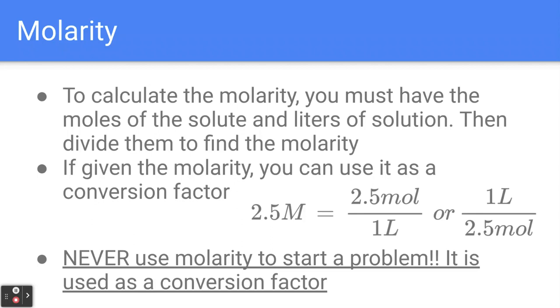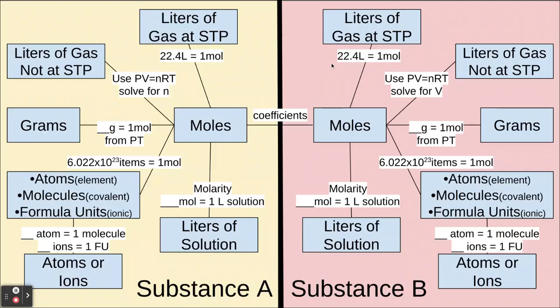If we were given a molarity, we can use it as a conversion factor. So if something says 2.5 big M or 2.5 molar or 2.5 molarity, something like that, you can use that in one of two ways. We can either use it as 2.5 moles per 1 liter, or we can use it as 1 liter over 2.5 moles. Now, you should never, ever use molarity to start a problem. Your molarity is always used as a conversion factor. Never start with molarity. So once again, this is our mole map.